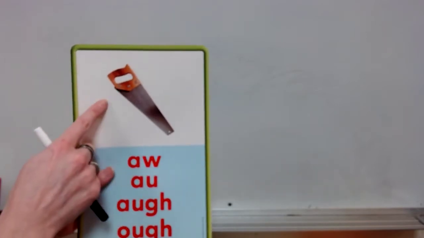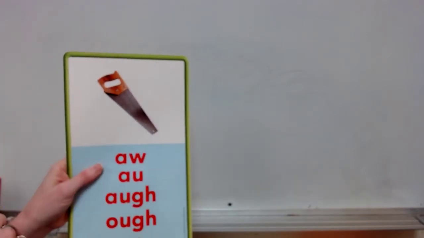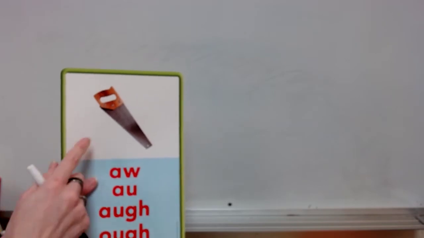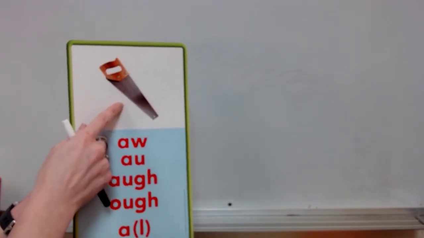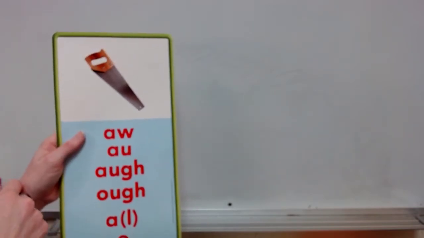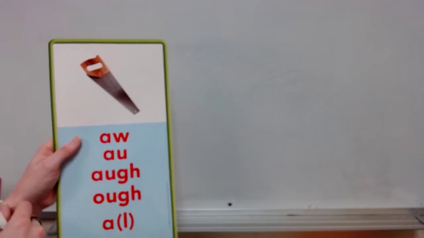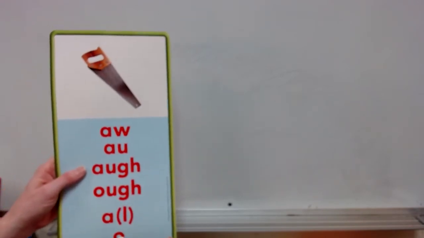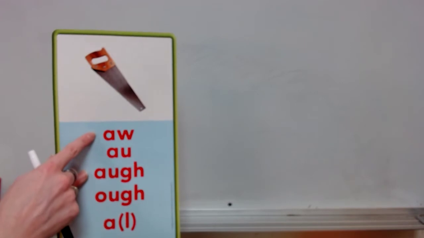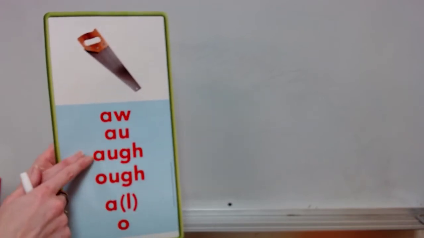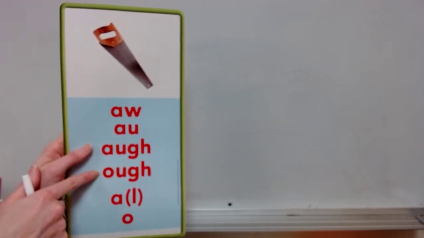Now we're going to talk about our sound spelling for this week. My turn. This is a picture of a saw. The vowel sound that we hear in the word saw is aw. We know we can spell aw in several different ways. We're going to be spelling aw. You can spell it with AW or AU. This week we are focusing on these two spellings.